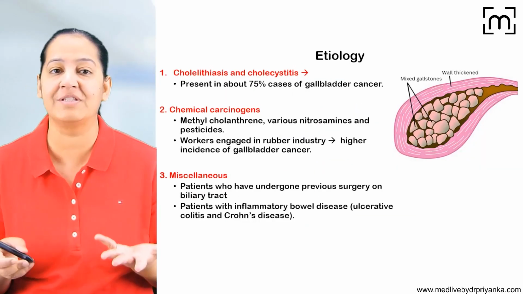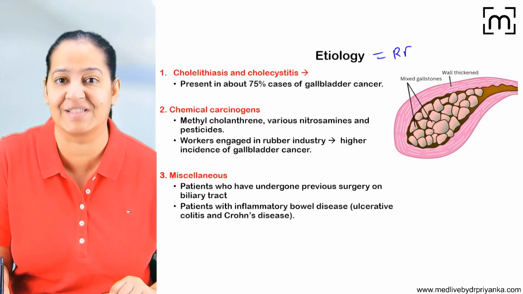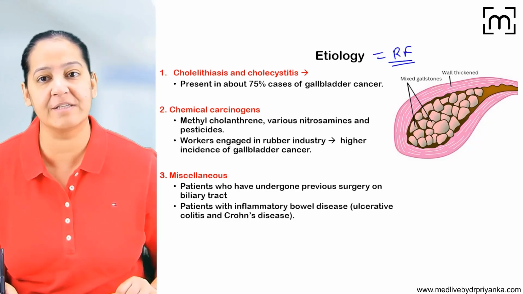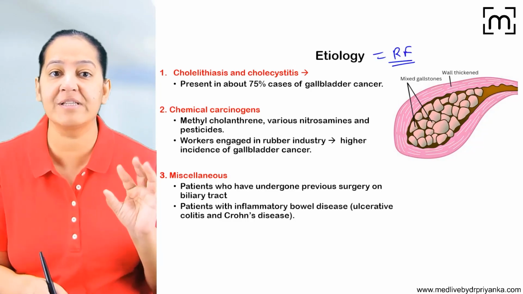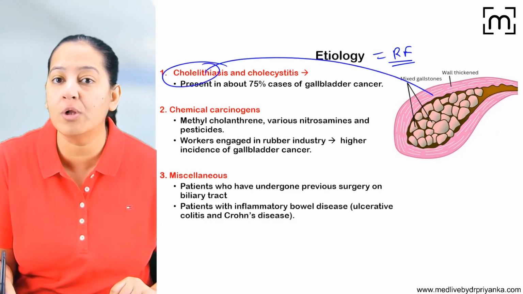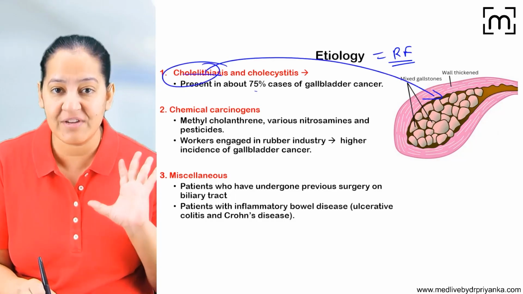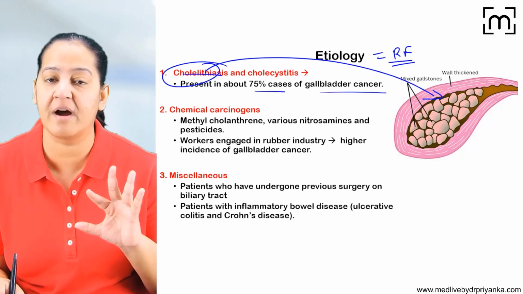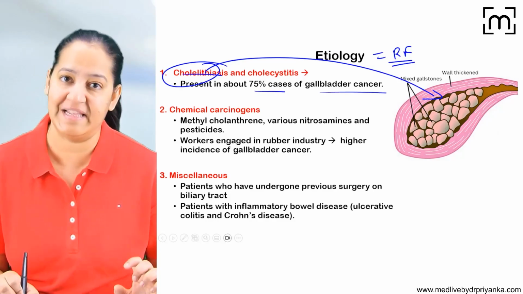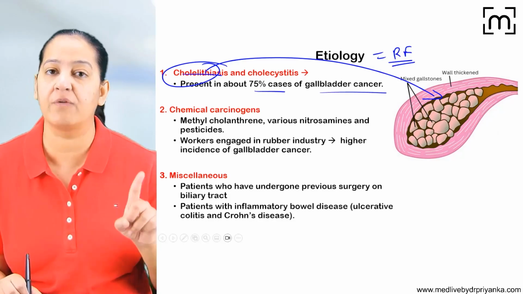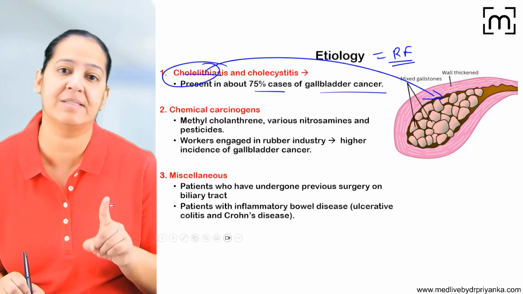Now coming on the etiology. By etiology, I mean the risk factors. So what are the risk factors of gallbladder carcinoma? The most important risk factor is the stones, the gallstones. The gallstones is known as cholelithiasis. So in 70% of the patients having gallbladder carcinoma, they have a history of cholelithiasis. So cholelithiasis is one of the most important, the biggest risk factor.